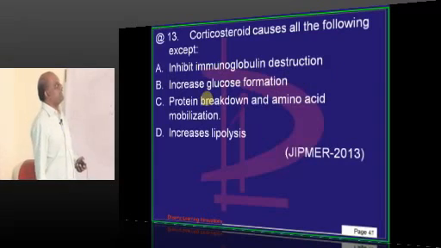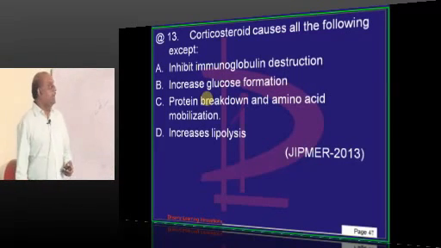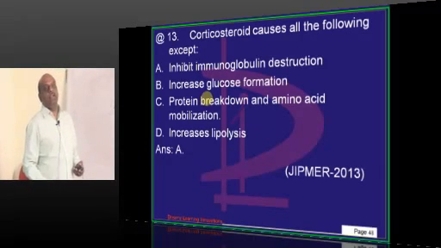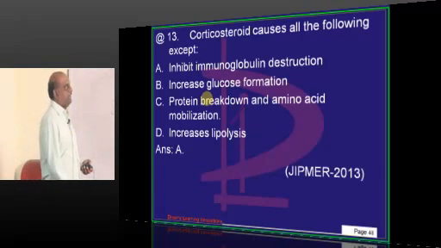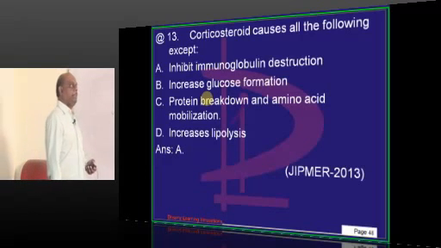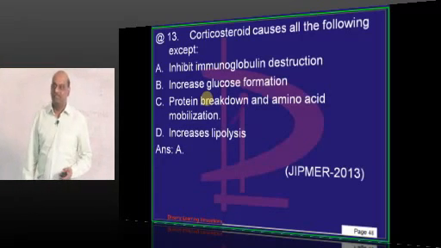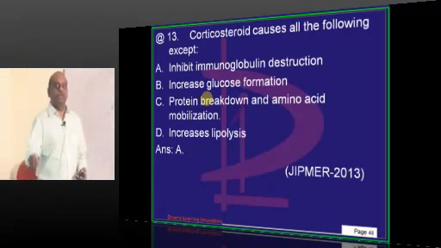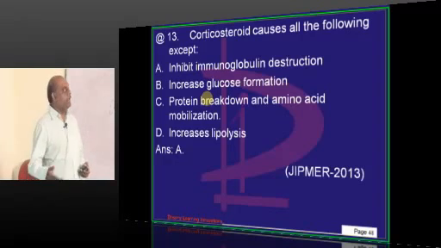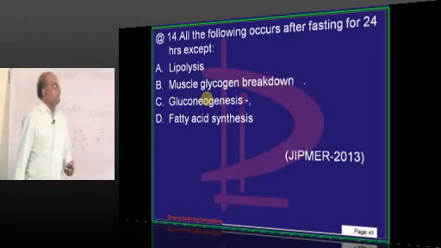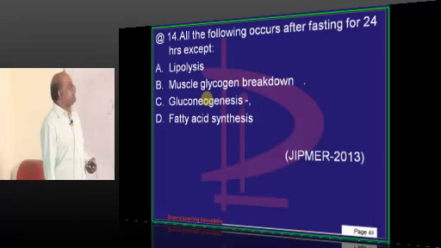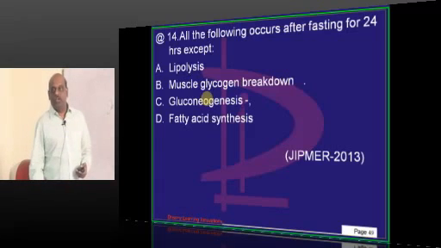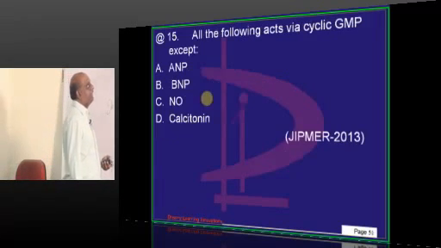So synthesis of arginosuccinate. Corticosteroids typically will cause all these things, but they don't inhibit the immunoglobulin destruction. They increase glucose formation. That's the reason, somebody has ITP, you started steroid. Somebody had nephrotic syndrome, you started steroid. They will end up showing diabetes because of the glucose intolerance that will happen. After fasting for 24 hours, easiest question, fatty acid synthesis will not happen, remaining things will happen: gluconeogenesis, lipolysis, etc.